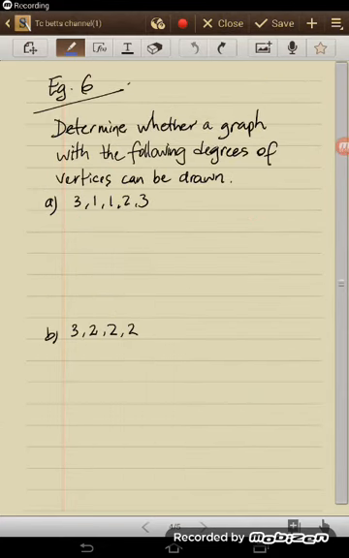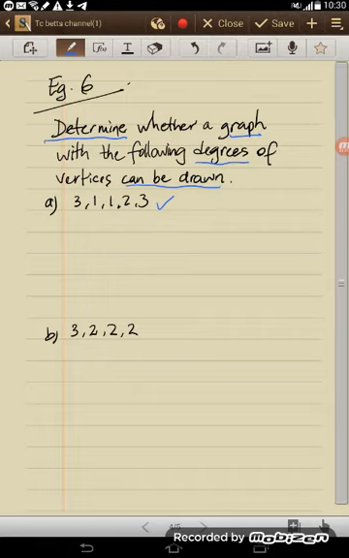Now we go to example 6, that is determine whether a graph can be drawn or not. So you are given the following degrees. Remember what is degree? Degree is the number of edges. So all these are numbers of edges. Can you draw this graph with the degrees given? So you have to go back to your formula of degree and edges.